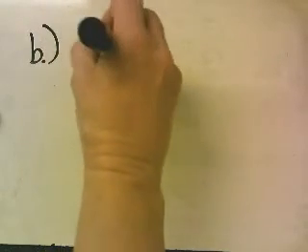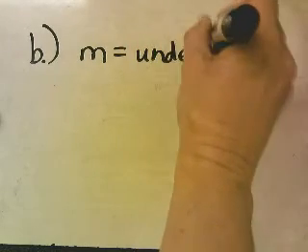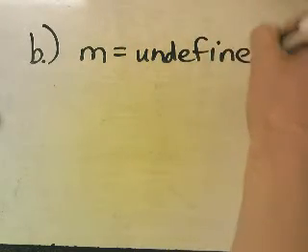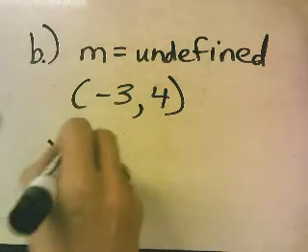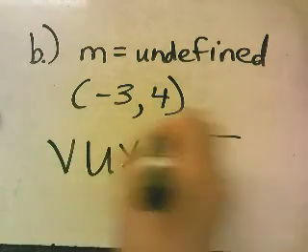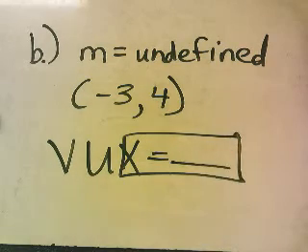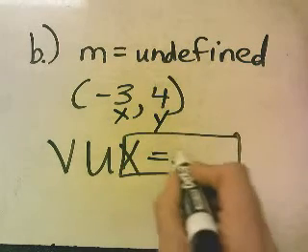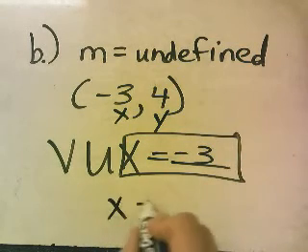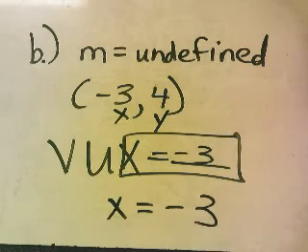Now for B, I'm told m is undefined, and the point I go through is (-3, 4). Well, if it's an undefined slope, it's a VUX. That means x equals something. The only x value I have is -3. So this answer is x equals -3. Again, this is the correct answer whether they ask for standard form, slope intercept form, or point slope form.